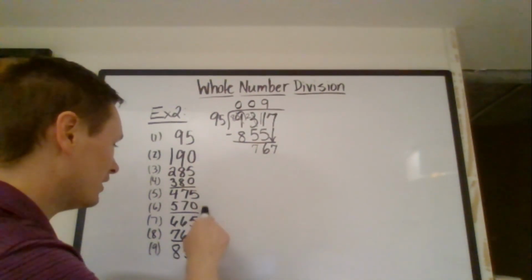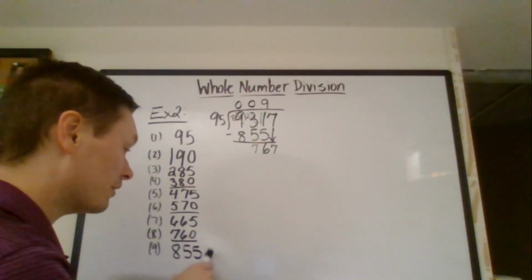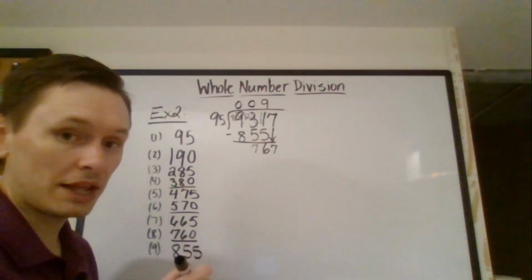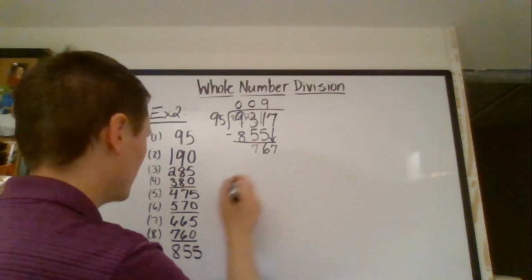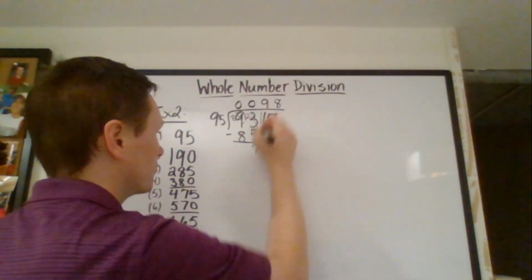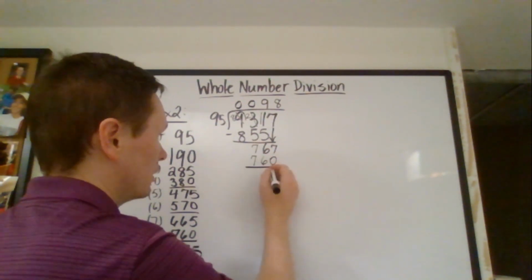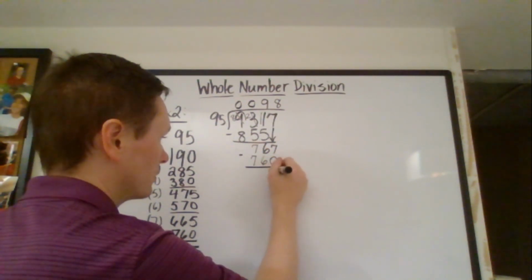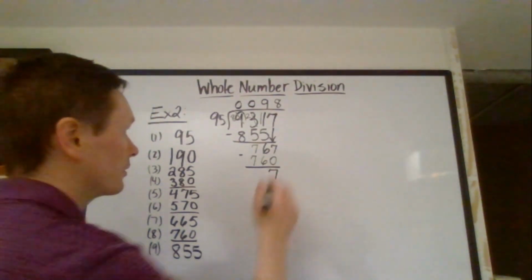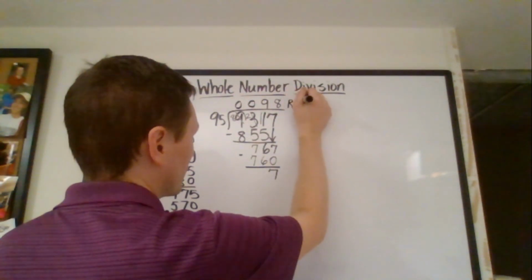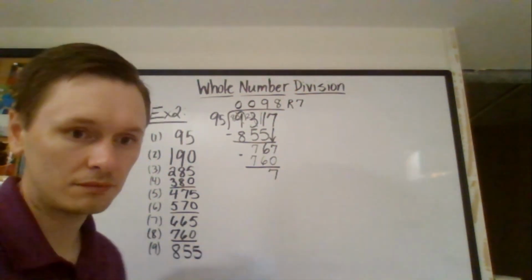So I go down my list, and I say, oh, 855 is too much. So then I have to stop at 760, which is 8 times. And I subtract. And I am left with remainder 7. Okay.